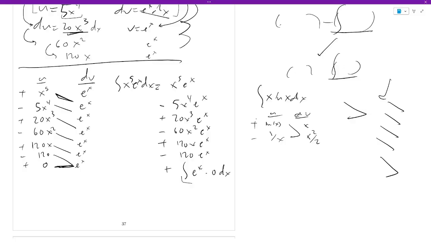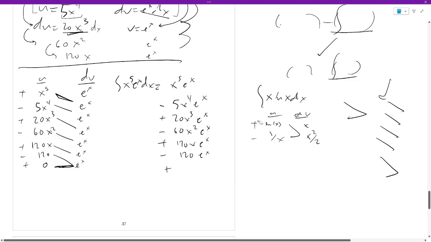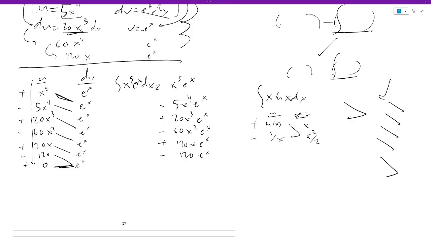By the way, this last one here, I didn't get back to this. The integral of e to the x times 0 is just the integral of 0, and that's just 0. So that's actually really nice. If you can take derivatives and get down to 0 here, then that kills the very last step. You don't even have to do another antiderivative at the end.